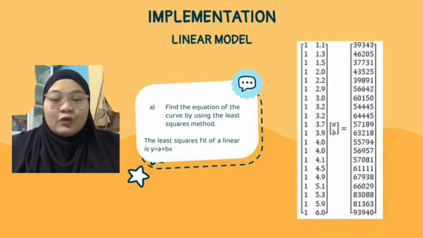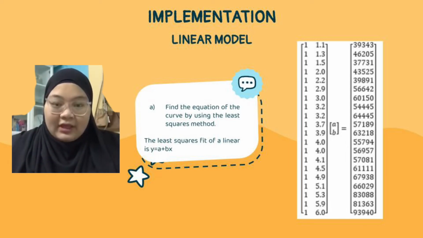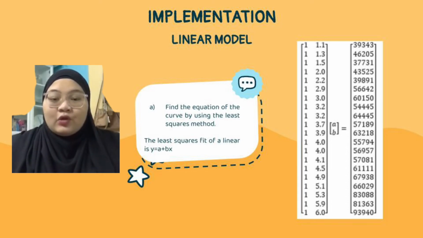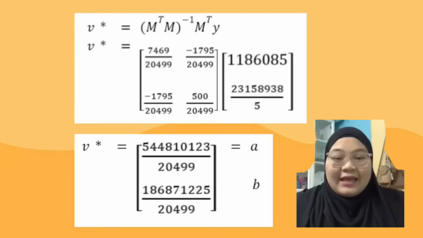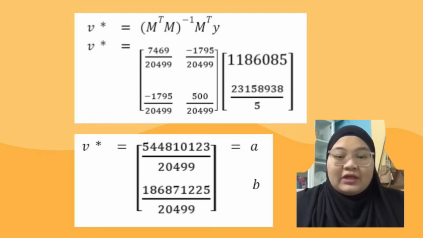Firstly, I will explain to you about the implementation of the linear model. As we can see, the linear model is easier compared to the quadratic model and cubic model. To proceed, we need to find the equation of the curve by using the least squares method. The least squares fit of a linear model is y equal to a plus bx. Next, we need to find our v by using the formula inverse of m transpose m times m transpose y. Then, we can get the values of v as shown in the slides.